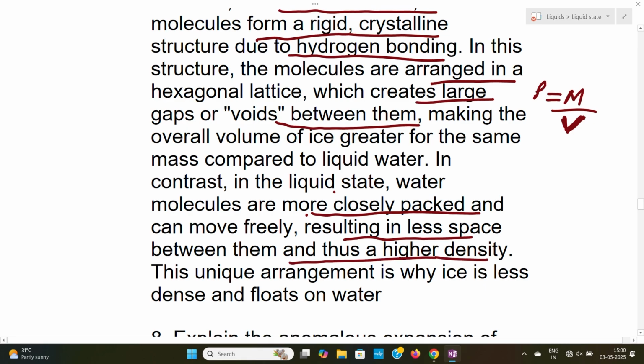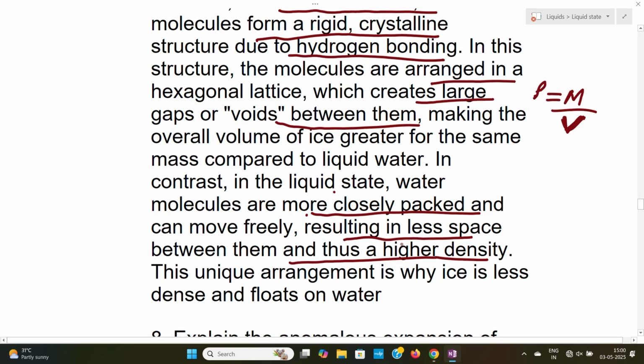In the case of liquid water, what will happen? The molecules are arranged very closely, therefore there is very little space between them, hence the density is high. This unique arrangement is why ice is less dense and floats on water.